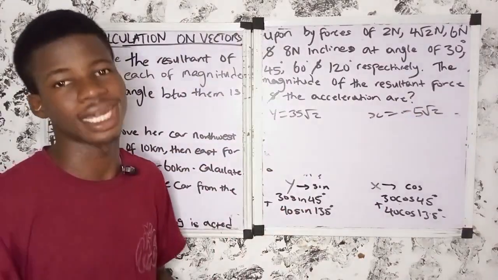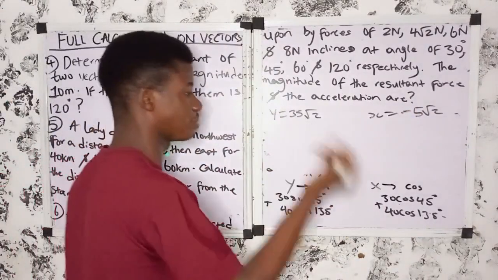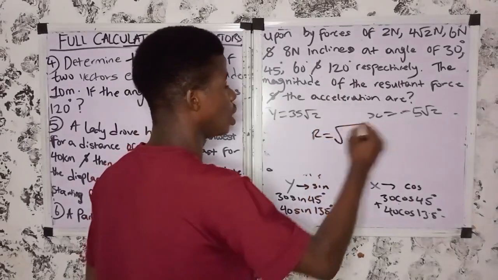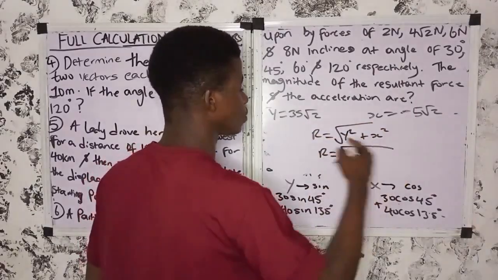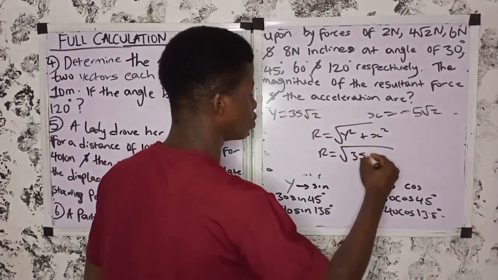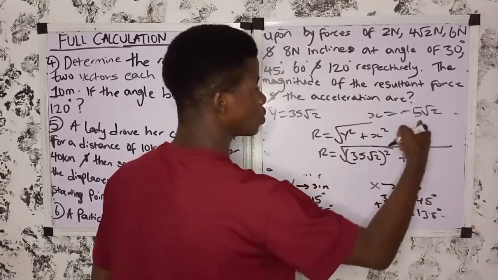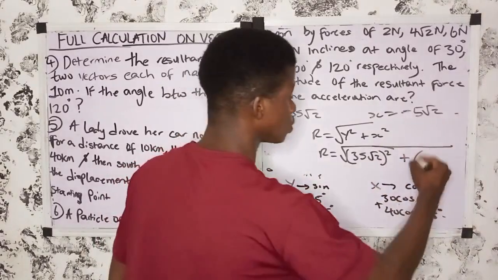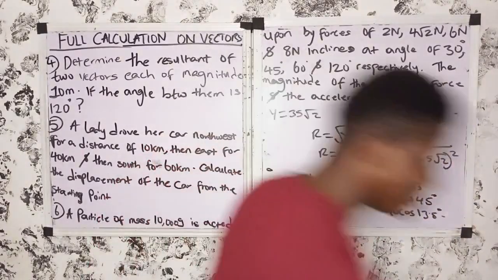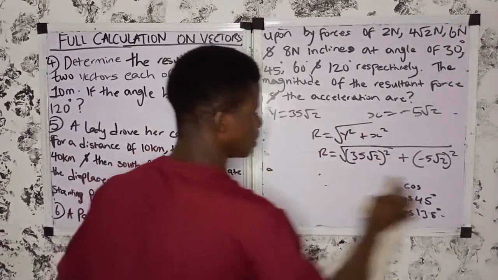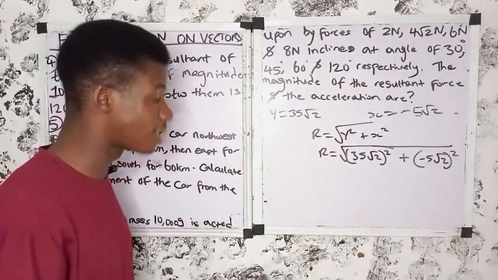Now what are we looking for? We are looking for the resultant, the third displacement. How can we calculate the resultant? Remember, I told you guys, using Pythagoras theorem, r is equal to the root of y squared plus x squared. So y is 35 root 2, all squared, plus x is minus 5 root 2, so bracket open, minus 5 root 2, bracket close. Remember, the square of a negative value gives us a positive value.